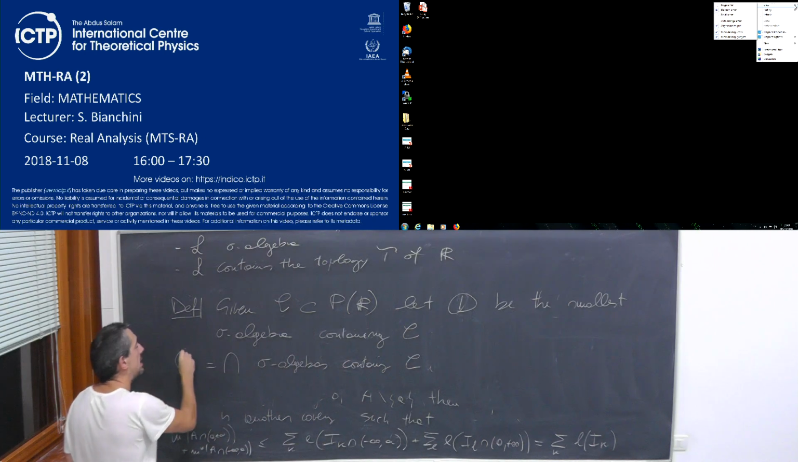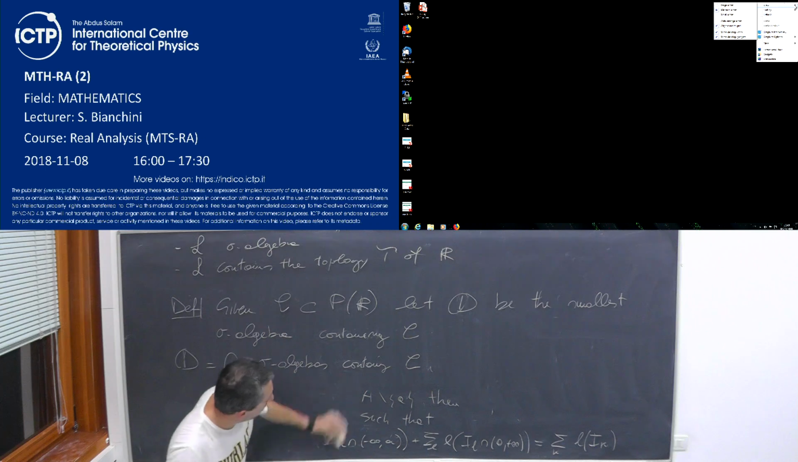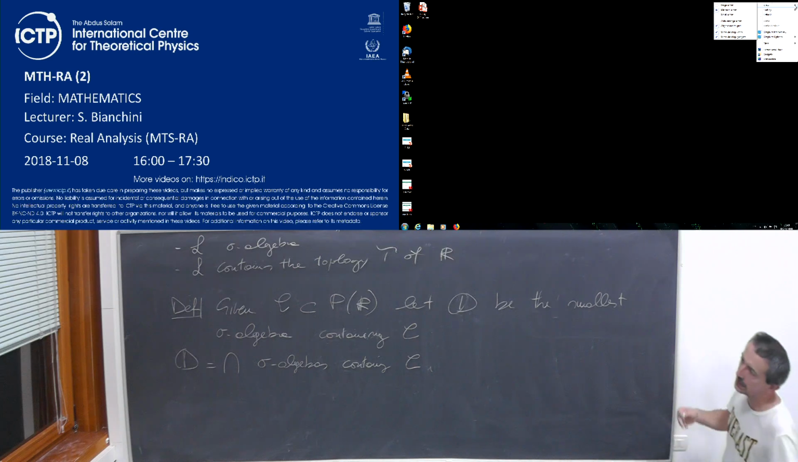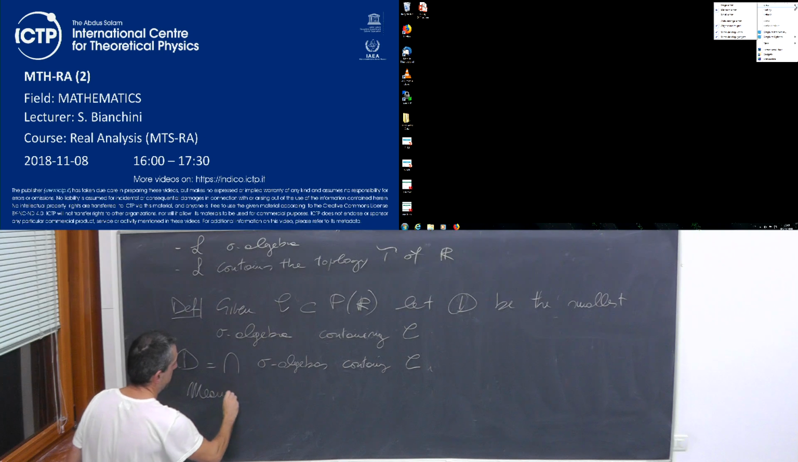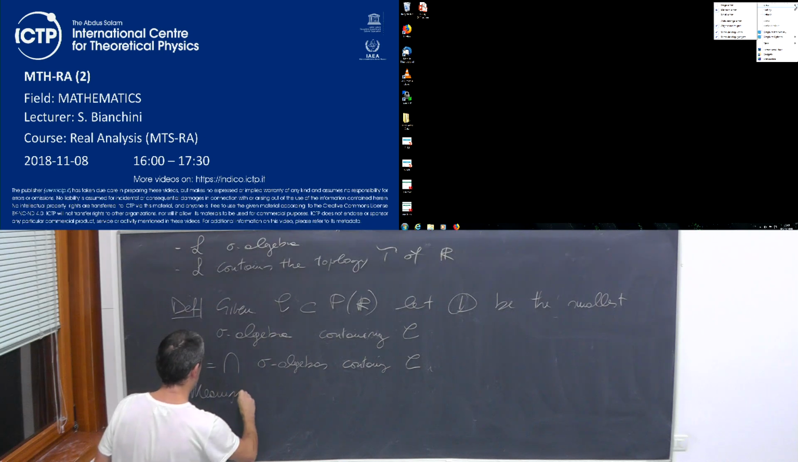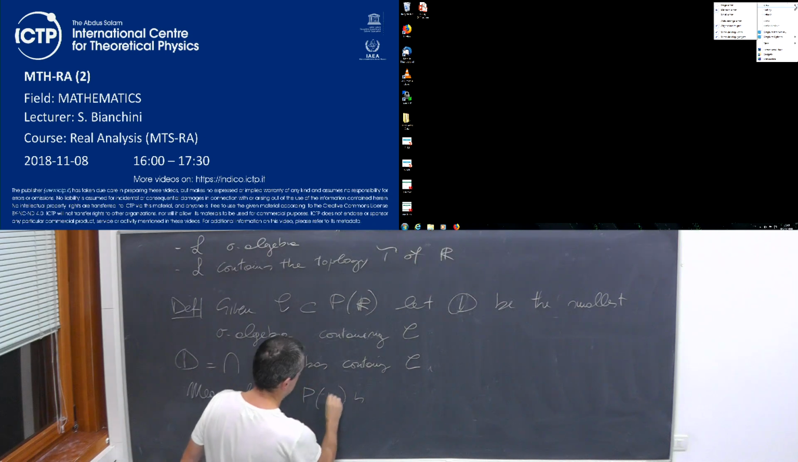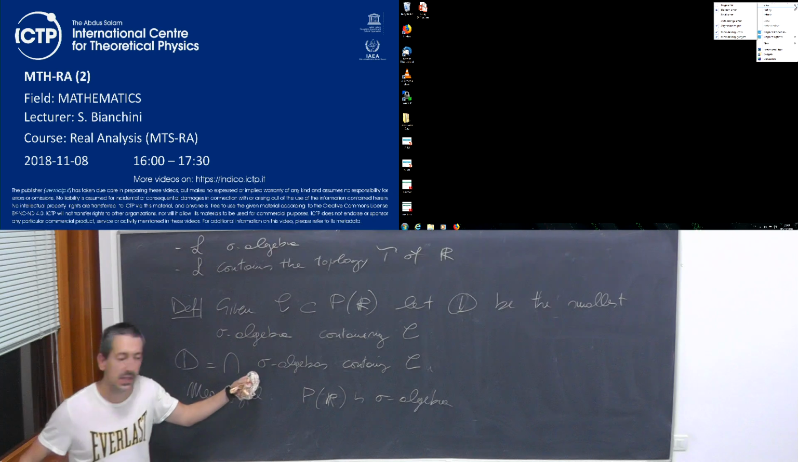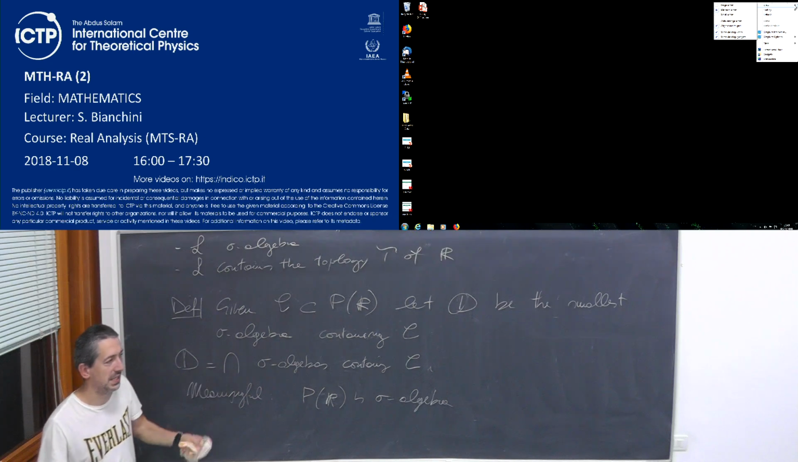So this is the set theoretic operation, no? Give me a family of sets, take the family of all sigma algebras containing C and take the intersection. The operation is meaningful simply because the power set of X, or power set of R, is a sigma algebra. So I'm not intersecting over an empty family. At least there is one sigma algebra. Then you can have many, and you take the intersection.